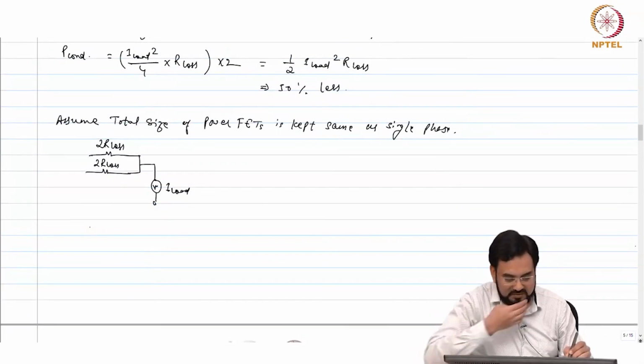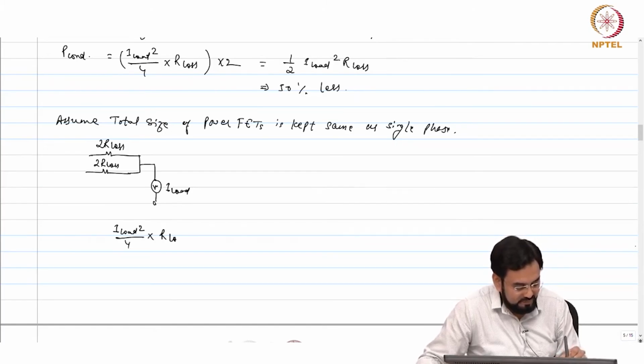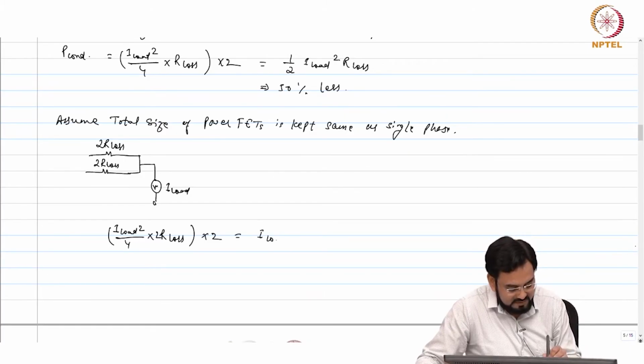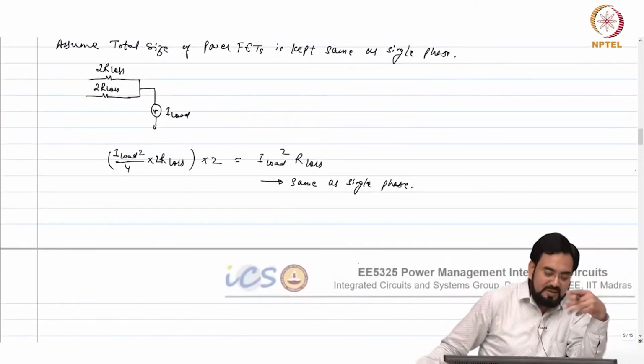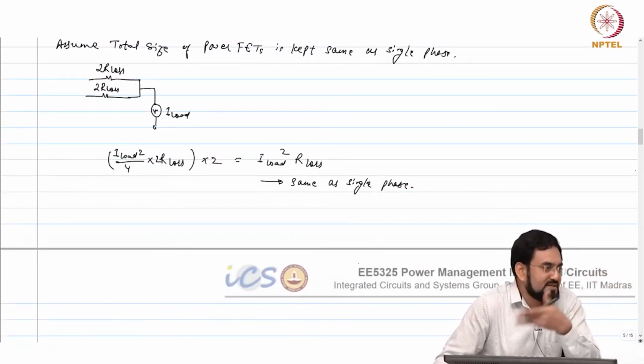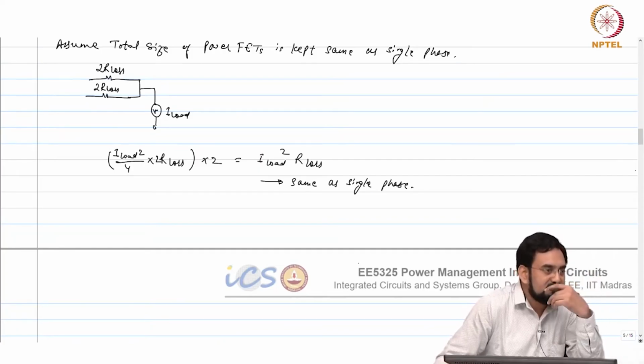Now do the same thing. So you will get I load square by 4 into twice of R loss into 2, which is same as single phase. So ultimately you may not benefit in terms of losses, but still the benefit is in the ripple. So you can achieve the same ripple with the smaller cap.